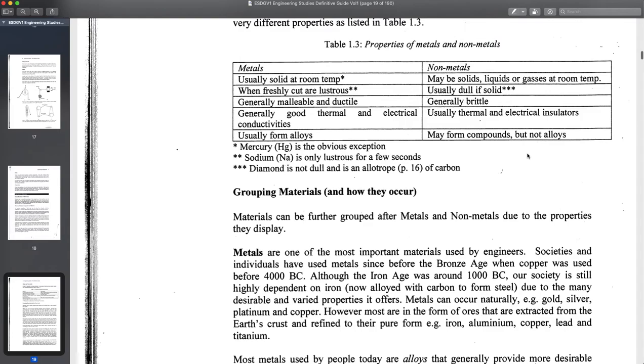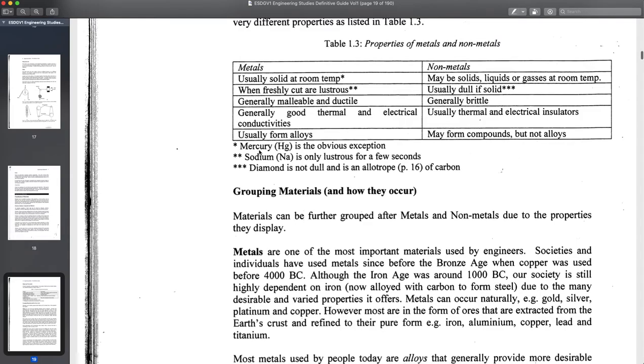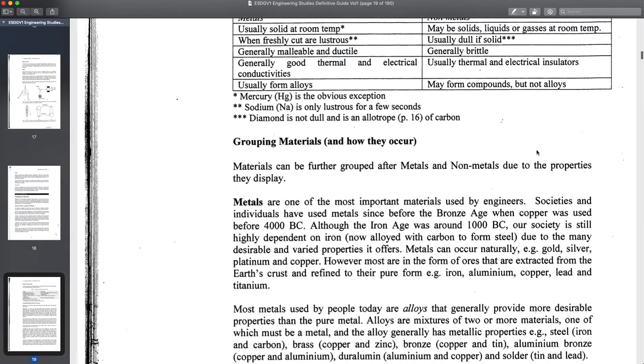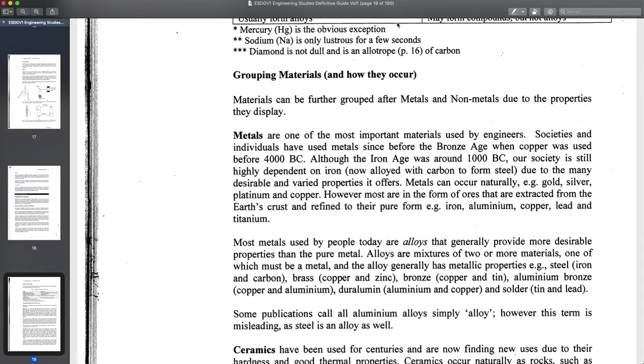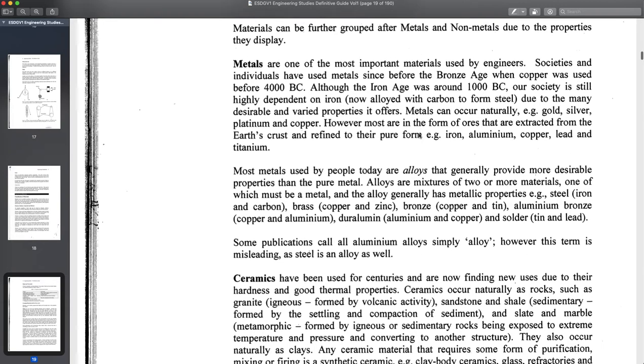Okay. A couple of exceptions. Mercury is a liquid at room temperature. Gallium is pretty close. Sodium is only lustrous for a few seconds. Sodium is very, very reactive. Diamond is an allotrope of carbon, but we don't know what an allotrope is yet, so that's probably not all that useful. You can see it's on page 16 though.